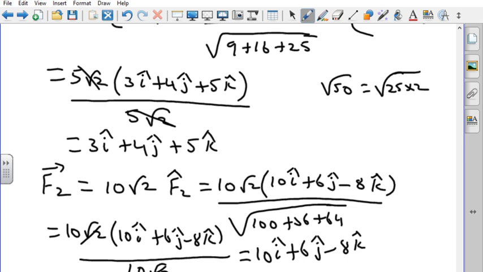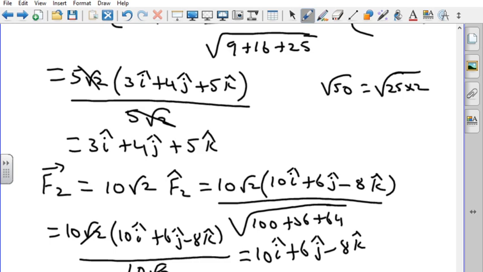So now we have to find the resultant F vector. F vector is equal to F1 vector plus F2 vector. So add both. When you add both, we get 10 plus 3 is 13, 13i cap, 6 plus 4 is 10, so 10j cap, and minus 8 plus 5 gives you minus 3k cap.